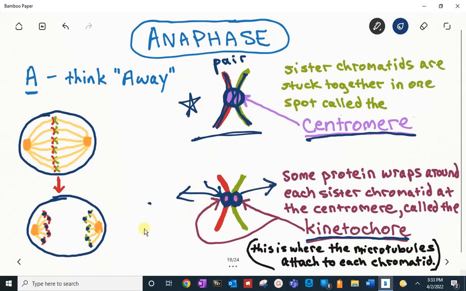And so you end up getting one chromosome on one side of the cell and one chromosome on the other side of the cell. So now these sister chromatids have been separated into each their own corners of the cell. And so now we don't refer to them as sister chromatids anymore, we just call them chromosomes.